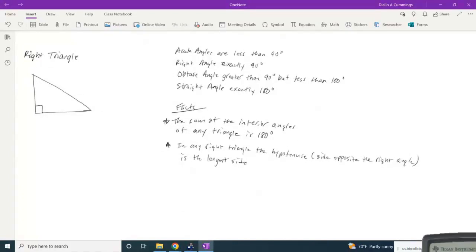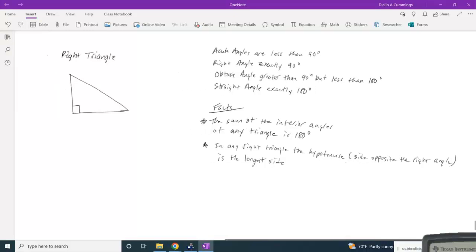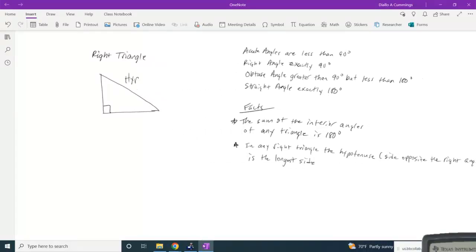So in any right triangle, the hypotenuse, which is the side opposite the right angle, is the longest side. Okay, so just a couple of facts: first about a triangle, and then a fact about a right triangle. All right, in a right triangle, you have the hypotenuse, and you have 2 legs.